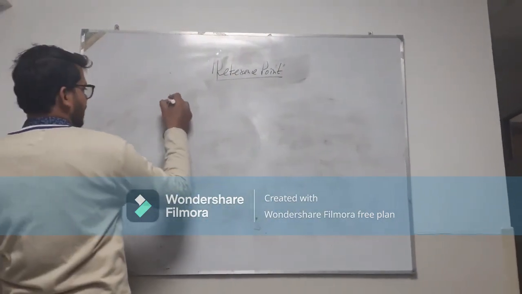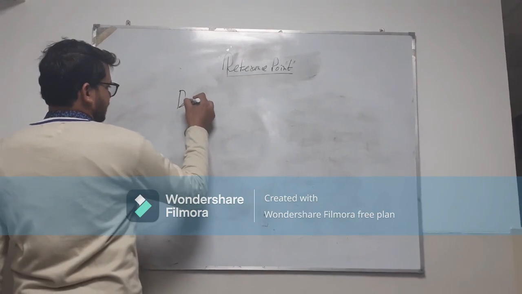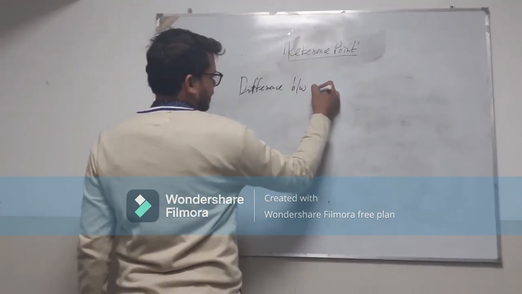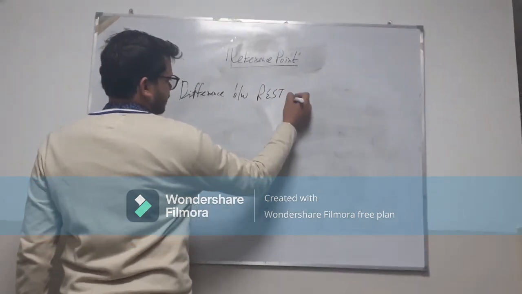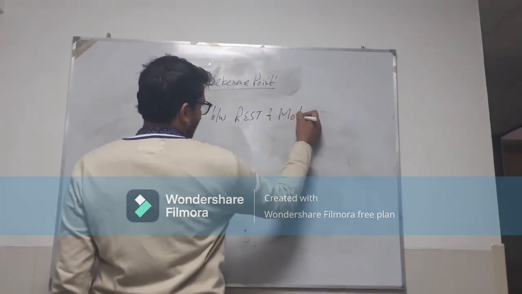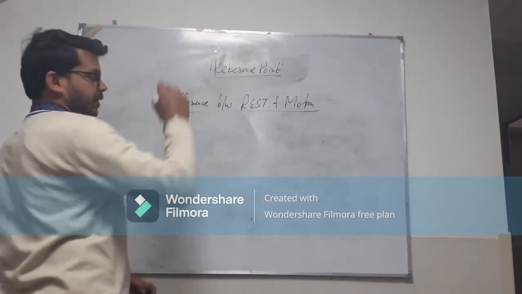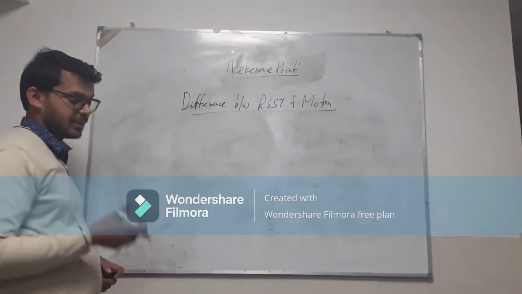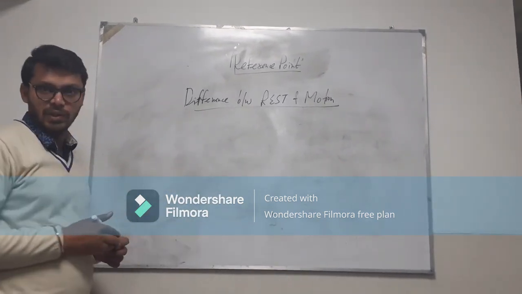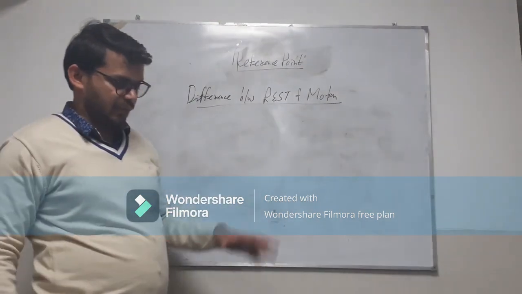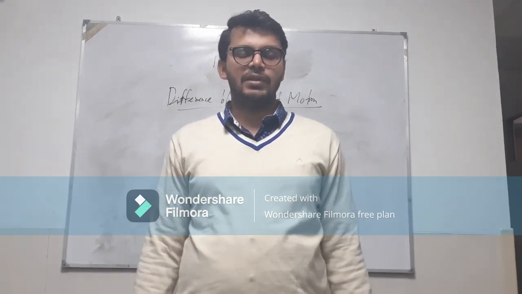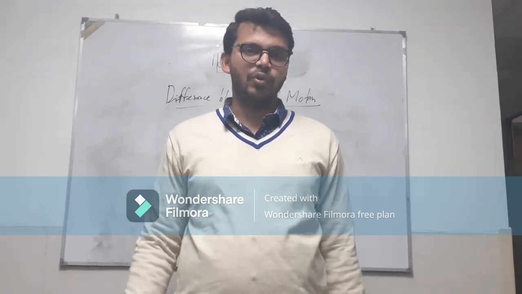Now, I will explain about the difference between rest and motion. See, now you will see this reference point plays a major role to define whether an object is in a rest position or in motion. Rest means the object is not moving, motion means the object is moving. Suppose I am standing here. Am I in a rest position or in a motion position? Some students will say, sir, you are in a rest position. Some will say, sir, we don't know.